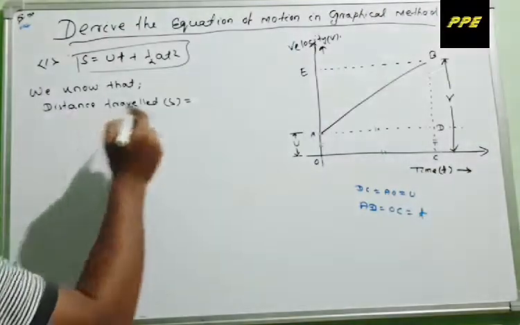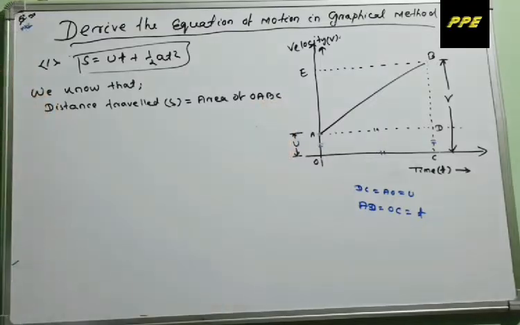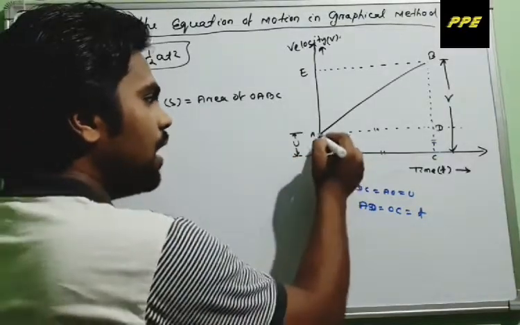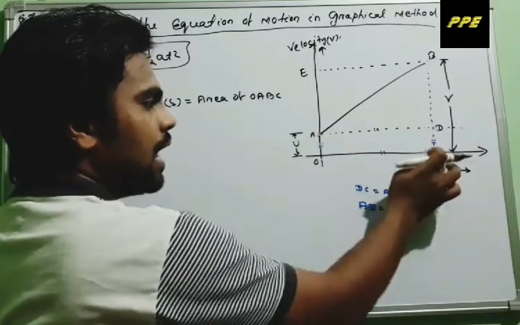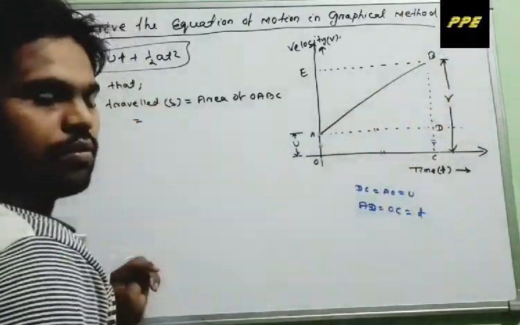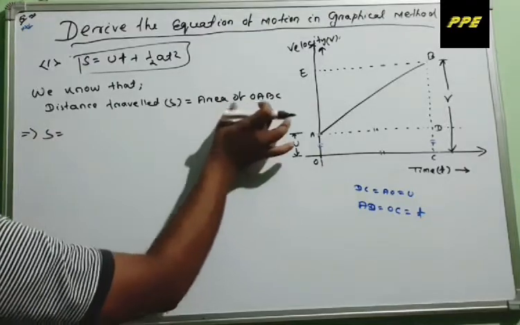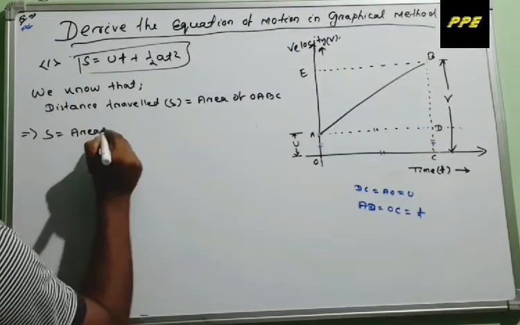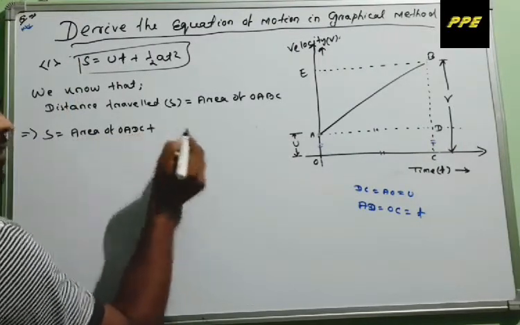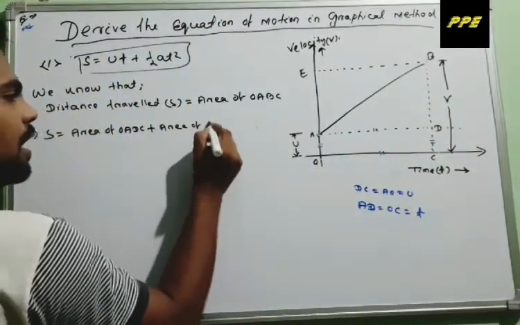So I can write distance travel S is equal to area of OABC. Now, area of OABC is equal to area of rectangle OADC and another right angle triangle ABD. That implies S is equal to the sum of area of rectangle OADC plus area of triangle ABD.